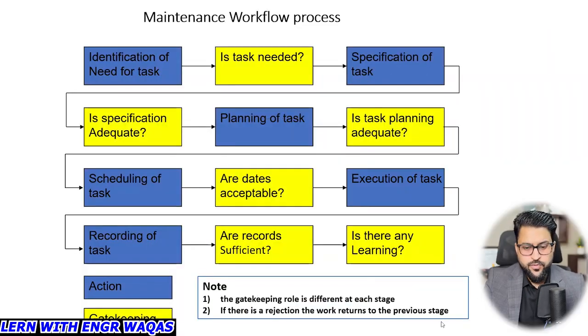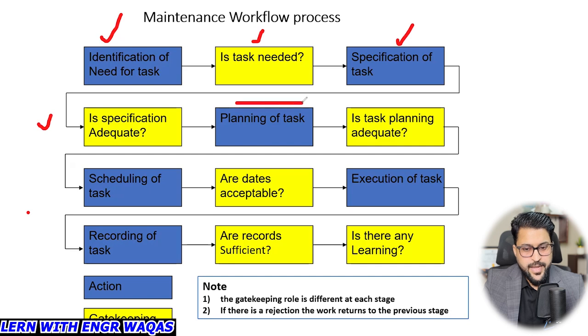Now I will share with you the maintenance philosophy: how a maintenance task will be generated, how it will be scheduled, how it will be executed, and how the record will be maintained. First of all, they identify the task, that we need to overhaul or repair something, the need of the task. Is the task needed? They are going to analyze. It is very important. Is there a bypass available? Specification of task: what kind of task it is, and is the specification adequate? We are going to identify that.